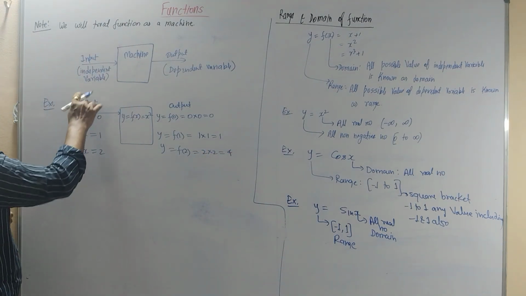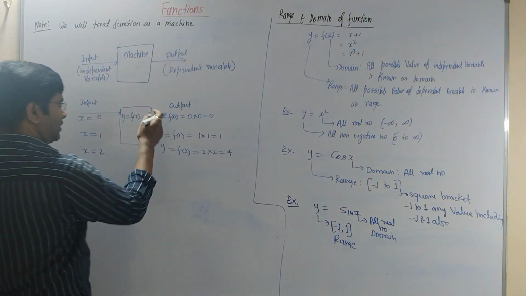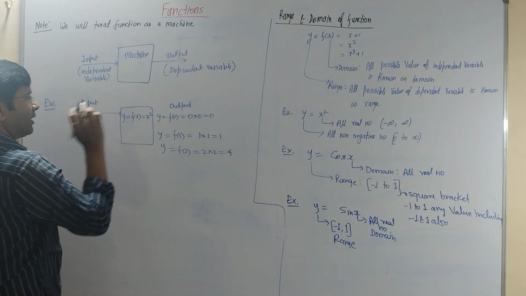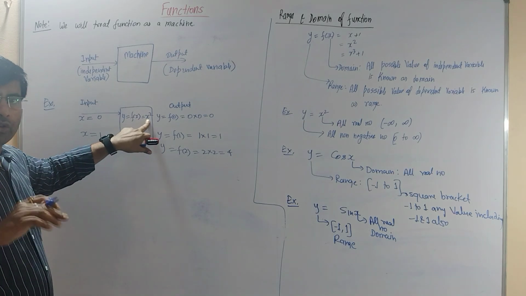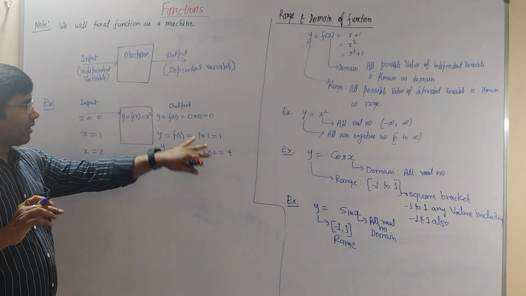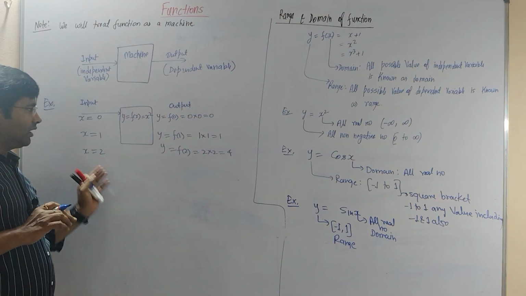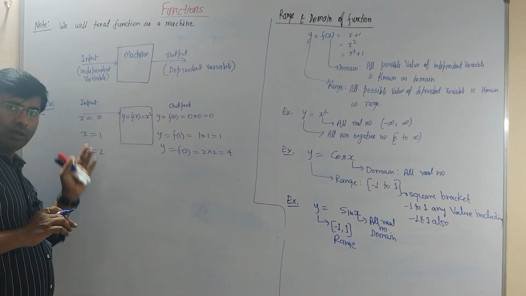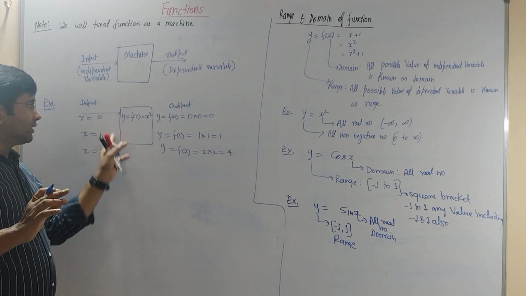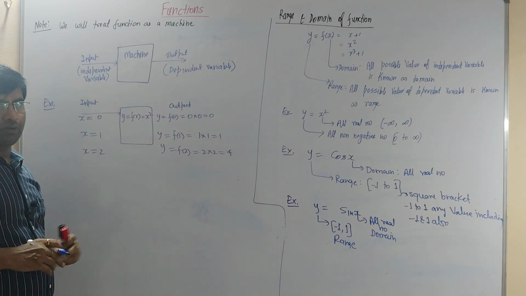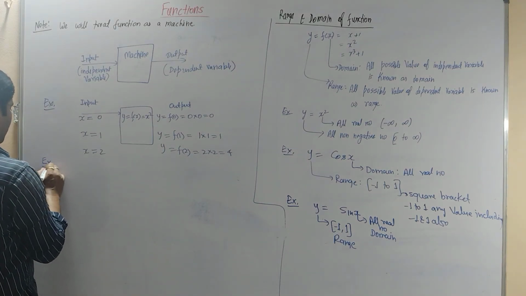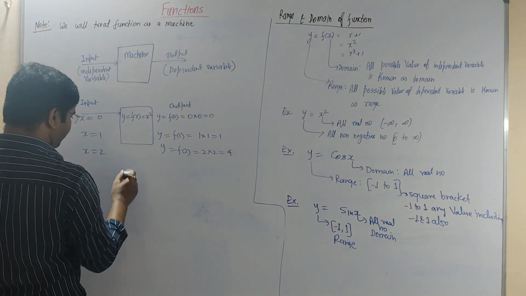Okay. So here I will put input. This machine will process it. Process means here this is given y equal to x square. So whatever number you put here, it will make it square, and square is output. So this is all input, this is all output, this is independent variable, this is dependent variable, and this machine is acting like a function.